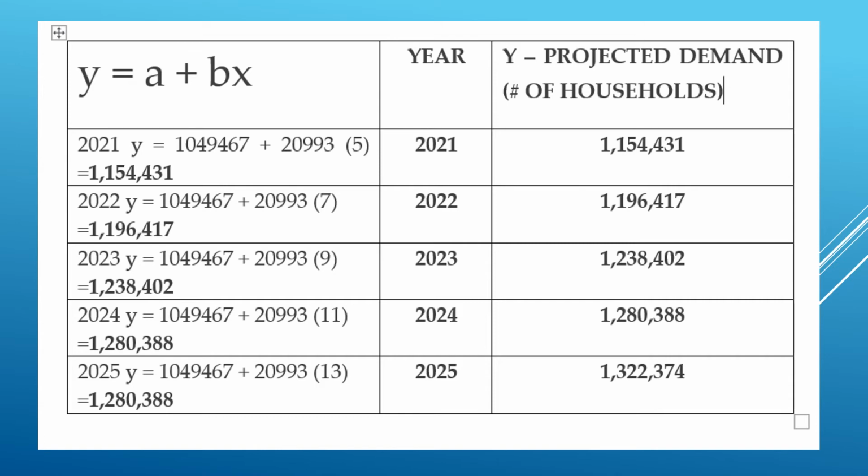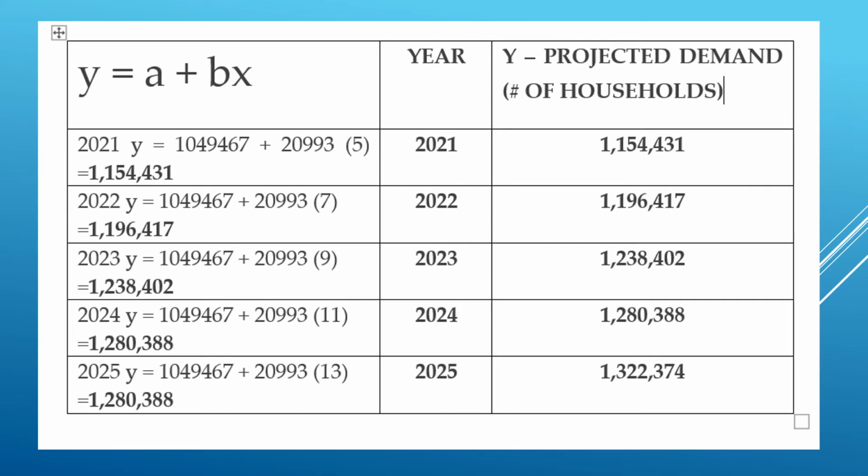So the formula again is y is equal to a plus bx. So our data are from 2016 to 2020. So we could now make projections for the next 5 years. So let us say 2021 to 2025. So sa inyo, possible na 2022 hanggang 2026 yan. Depende sa naka-indicate sa Gantt chart ninyo kung hanggang anong year yung projection natin, basta next 5 years.